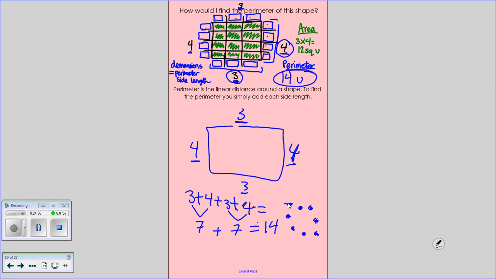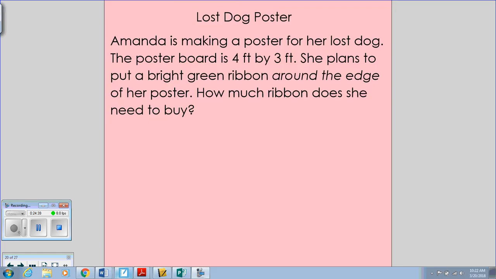Grace, we have: Amanda is making a poster for her lost dog. The poster board is 4 feet by 3 feet. She plans to put a bright green ribbon around the edge of her poster. How much ribbon does she need to buy? After we read it, what is the next thing that we need to do?